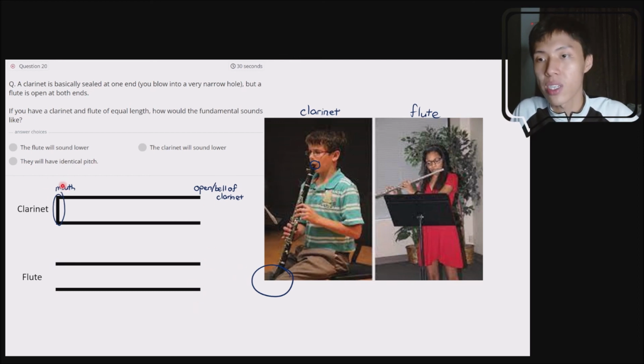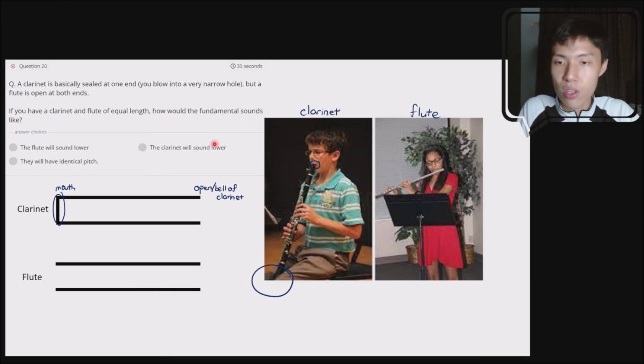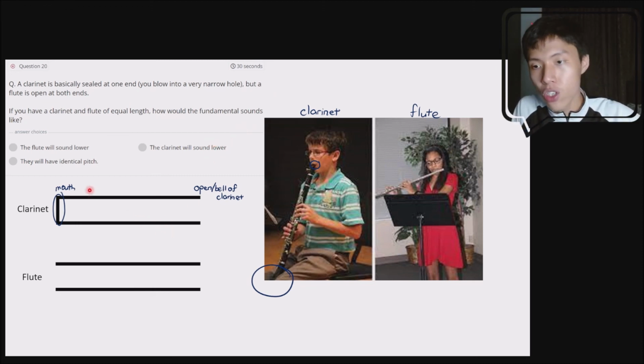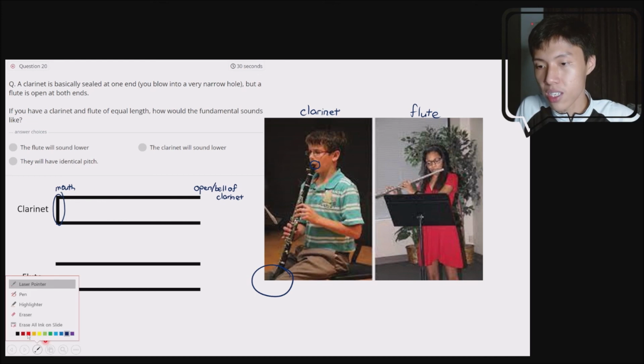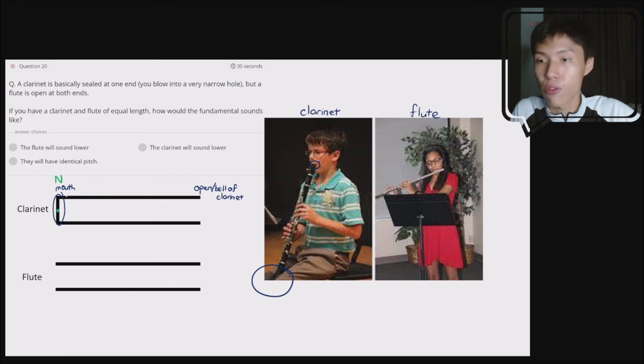Okay, so we say this clarinet and the flute have equal length. So I draw these two pipes here to have equal length. Now what does the fundamental sound like? Let's try to investigate it. For this clarinet here, because it's a closed pipe, you should expect here to be a node, because the particles over here are not able to move or vibrate freely. So it's a fixed end, so there should be a node over here. Over here is an open end, so you should expect an antinode. So the fundamental should look like this.